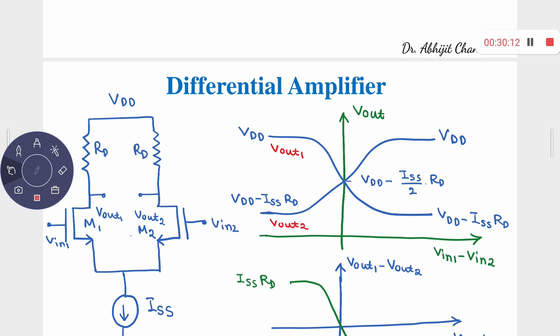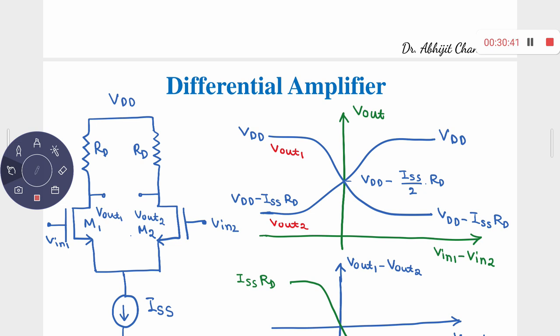Yes, so now we have this ISS current. And as you understand, there are two different types of analysis we have to perform. One is known as the common mode analysis, and the second one is known as the differential mode analysis. In common mode analysis, what happens? We don't consider any input fluctuations. We are assuming that both of these two inputs, V1 and V2, have the same DC level. The DC analysis, and then the small signal analysis.